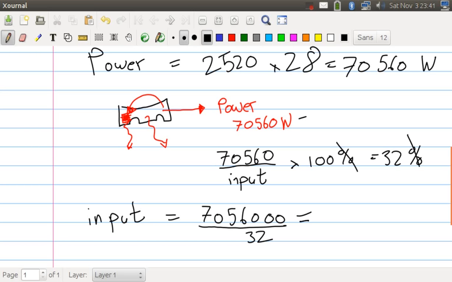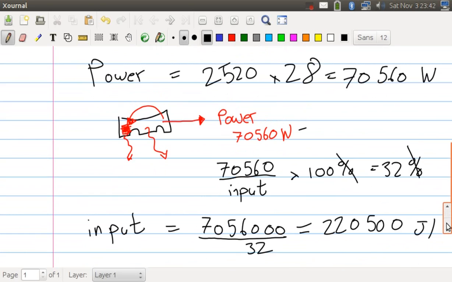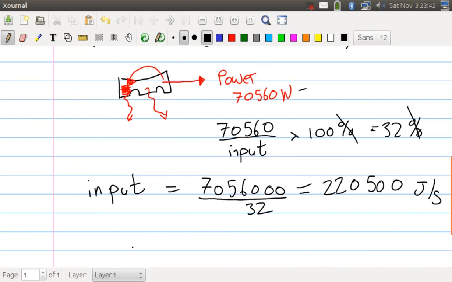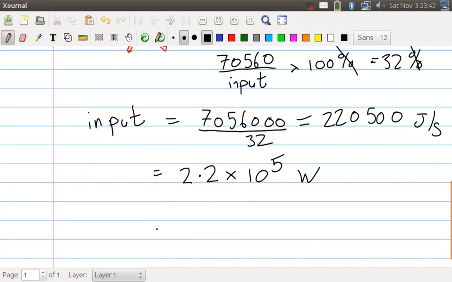So calculator tells us that is 220500. So per second, the car needs 220,500 joules per second. Or in other words, it needs 2.20500 times 10 to the 5 watts going in. So we're not quite finished yet, because we need to know how many liters it consumes per second.